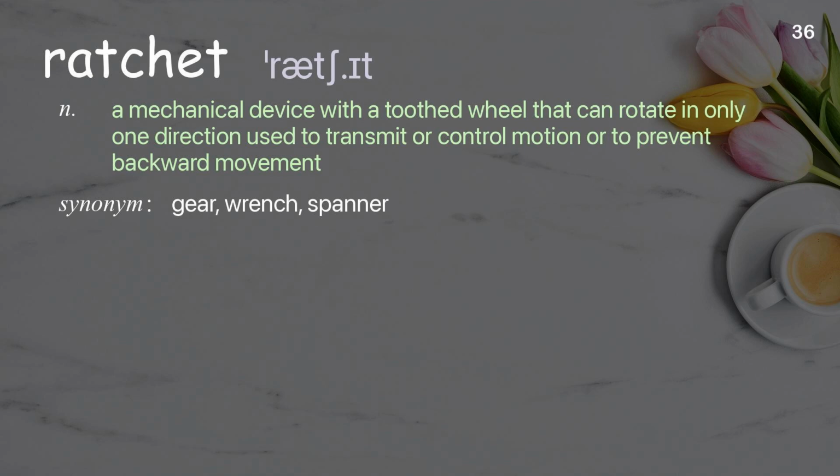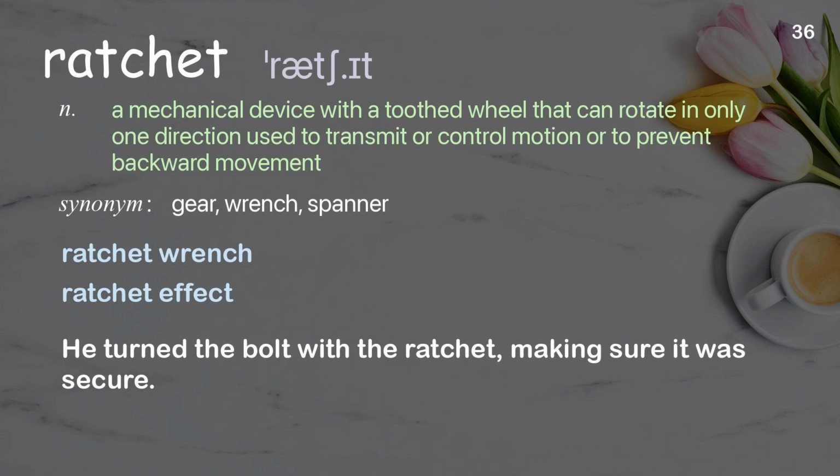Ratchet. A mechanical device with a toothed wheel that can rotate in only one direction, used to transmit or control motion or to prevent backward movement. Examples: Ratchet wrench. Ratchet effect. He turned the bolt with the ratchet, making sure it was secure.